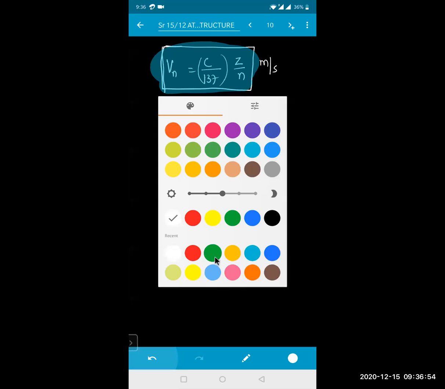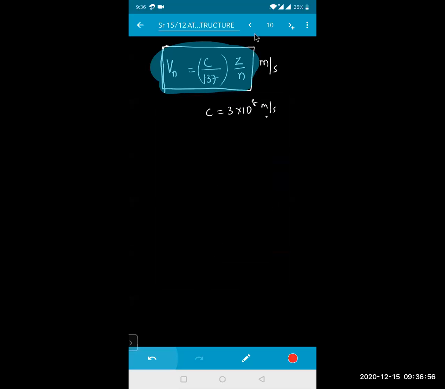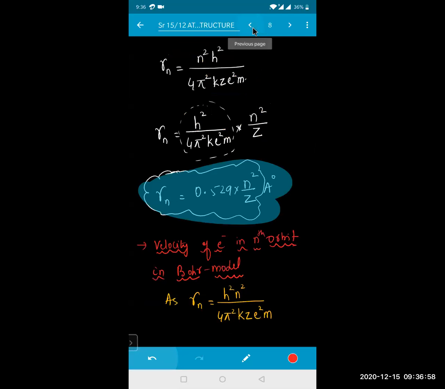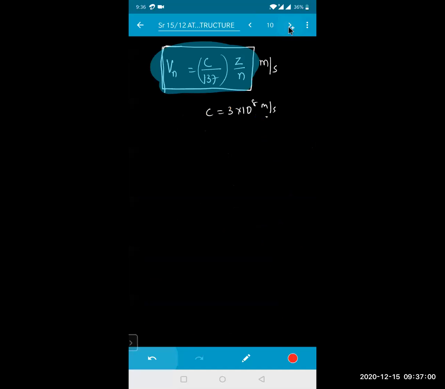Okay, now look at what we have got. Here we got the radius of the nth orbit, and we got the velocity of your nth orbit. Now, in the same way, as the electron is revolving in a circular orbit, it also has one more type of speed. I hope you remember that one. That is your angular speed.